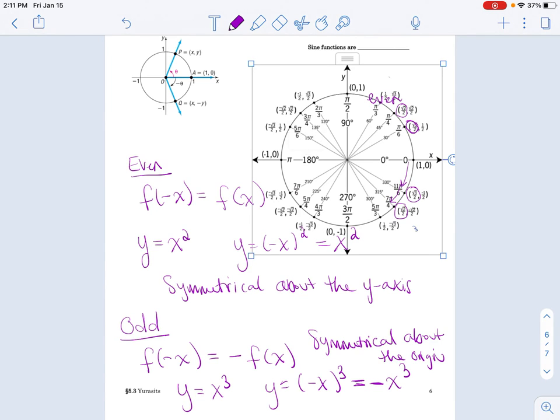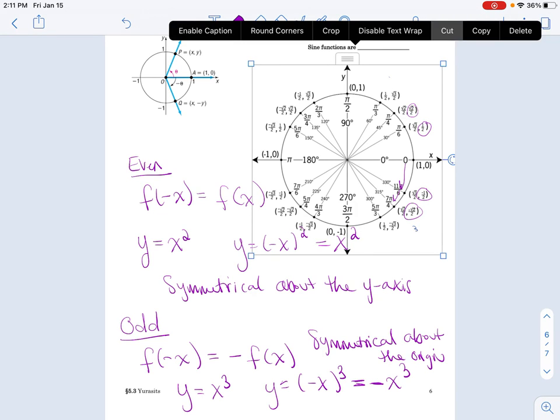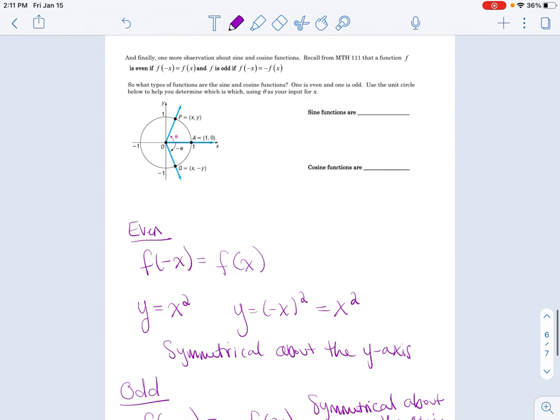All right, if I bring this guy back, and now I'm going to look at my y values for my sine. Well, sine, when I put in positive pi over 6, I get out 1/2. But when I put in negative pi over 6, I get out negative 1/2. I put in positive pi over 4, I get positive root 2 over 2. I put in negative pi over 4, I get negative root 2 over 2. So that's confirming that your sine functions are odd. Cosine functions are even.